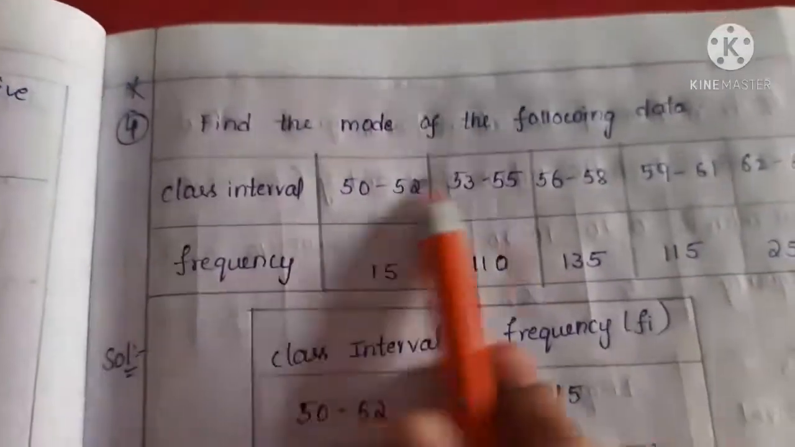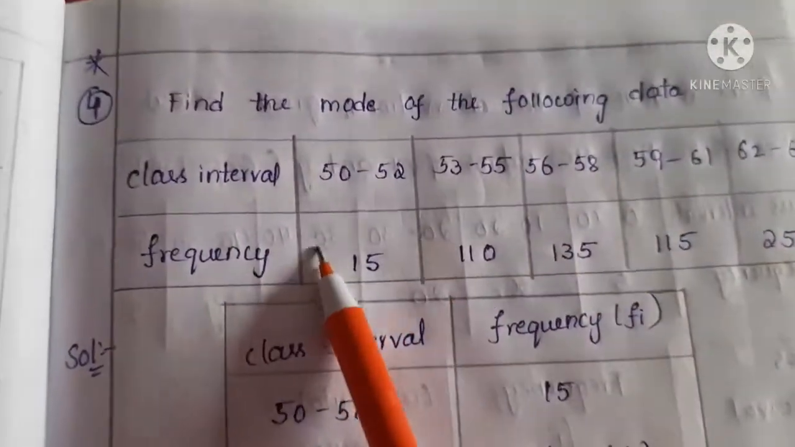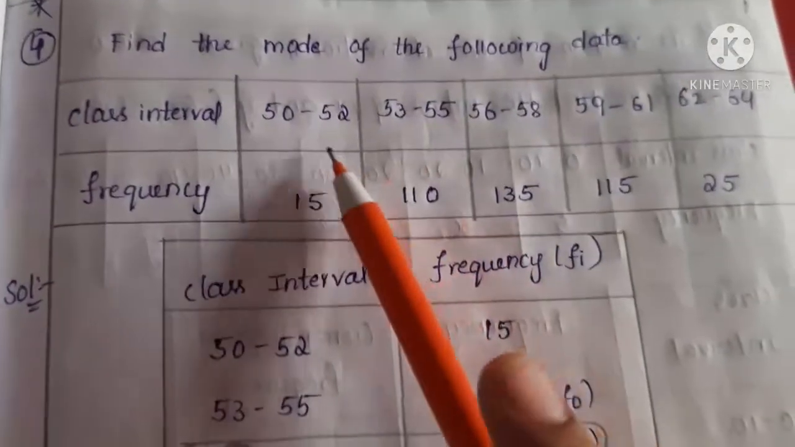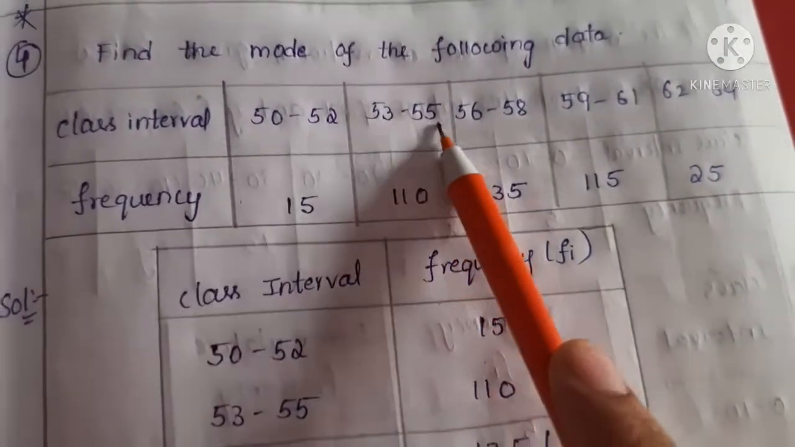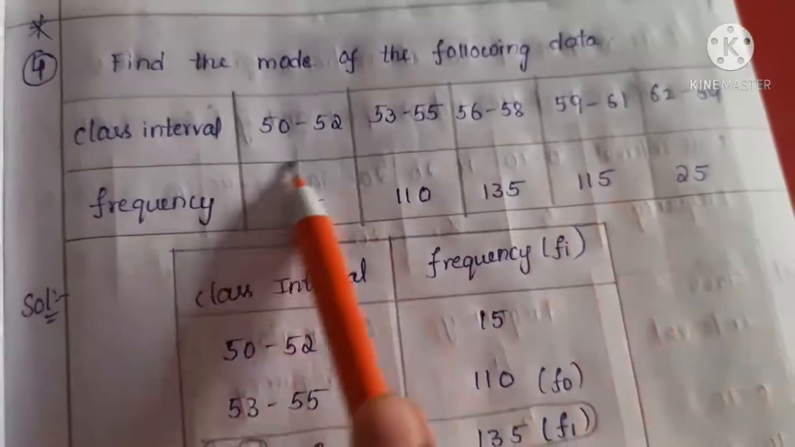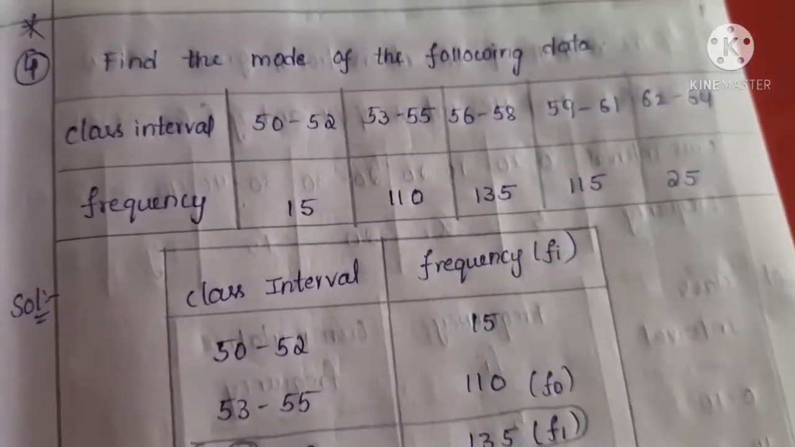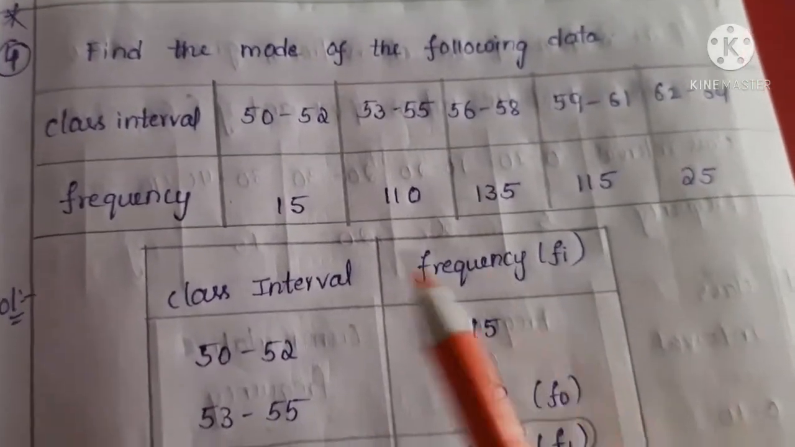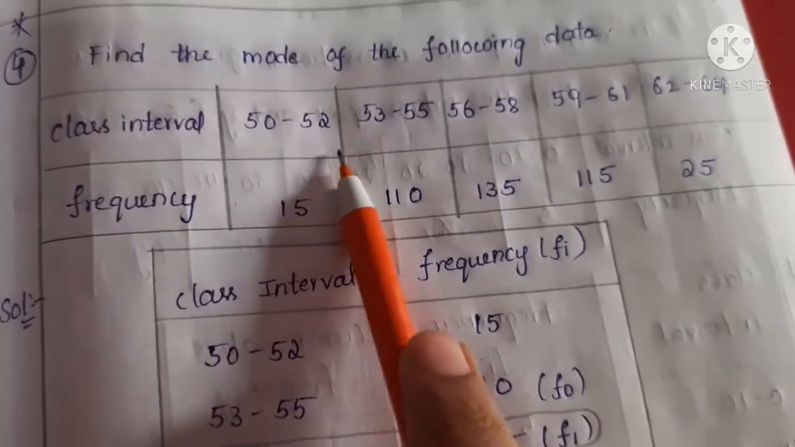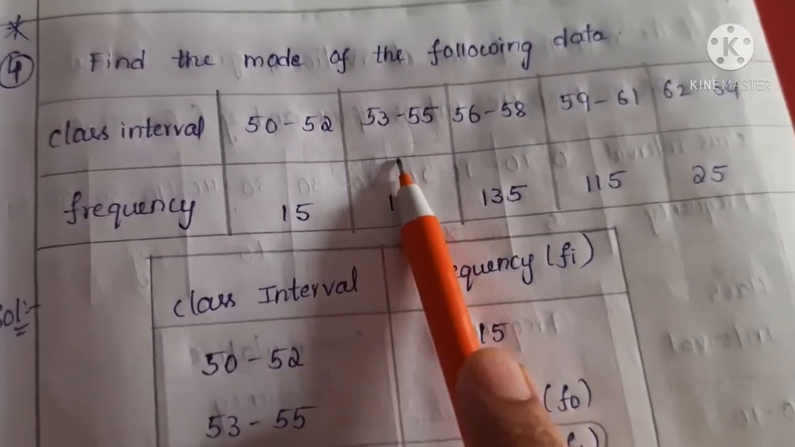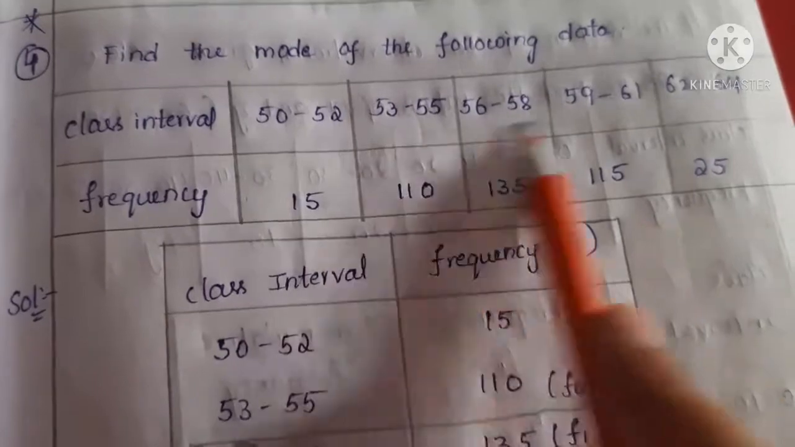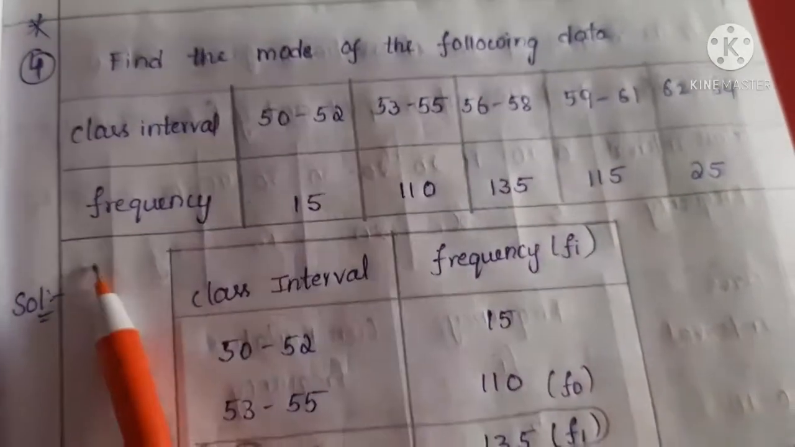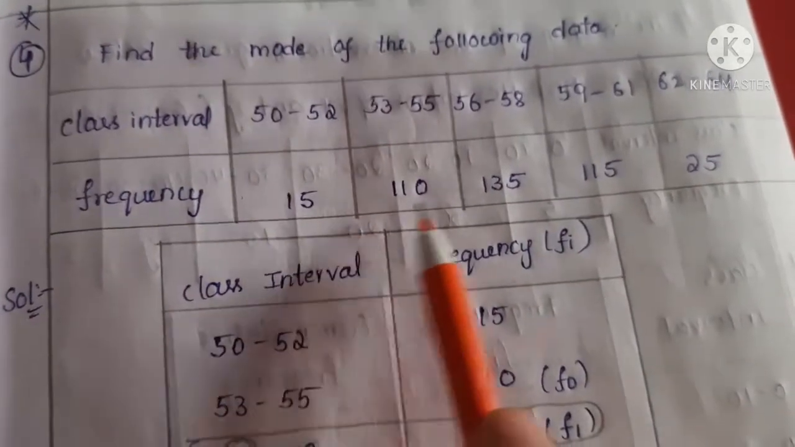Here you can see: find the mode of the following data. They gave the class intervals 50 to 52, 53 to 55, 56 to 58. If you observe, these class intervals are inclusive, not continuous. 50 to 52, then 53 to 55, then 56. Observe the frequencies 15, 110, 135, 150, 25.